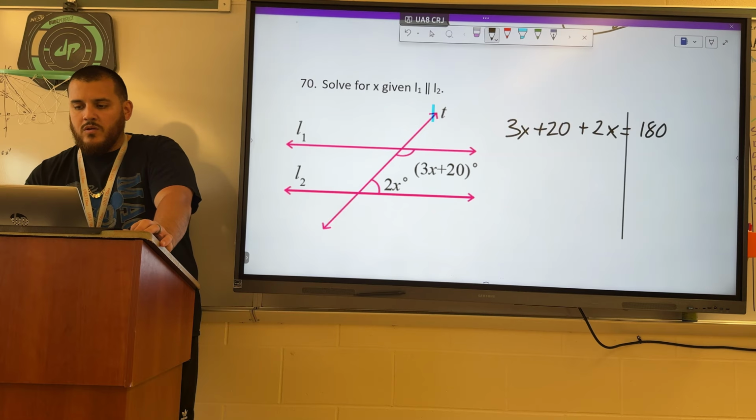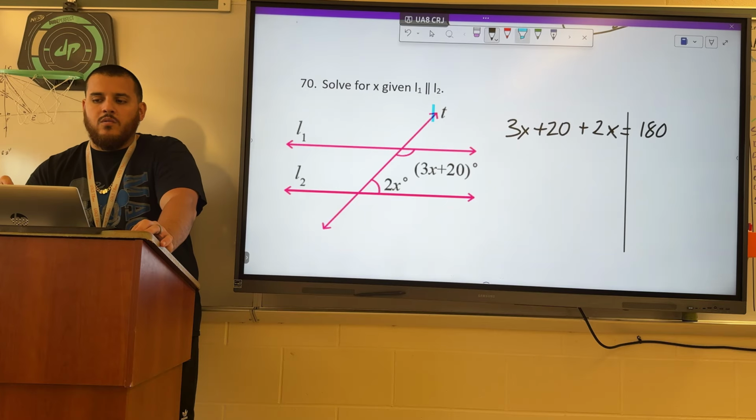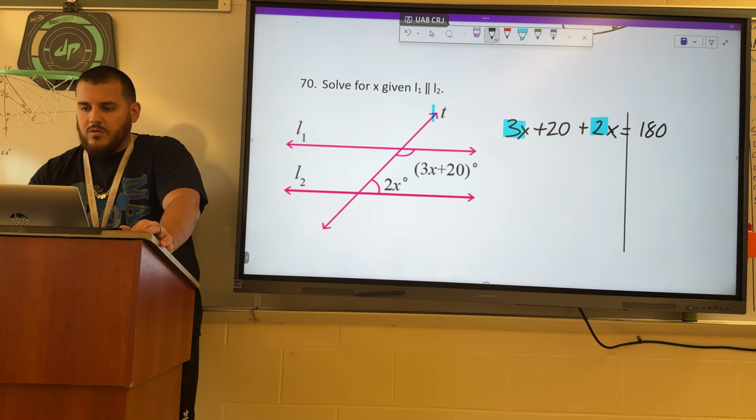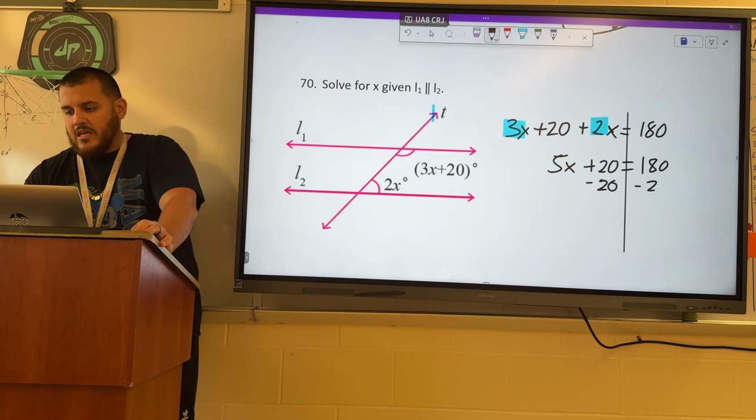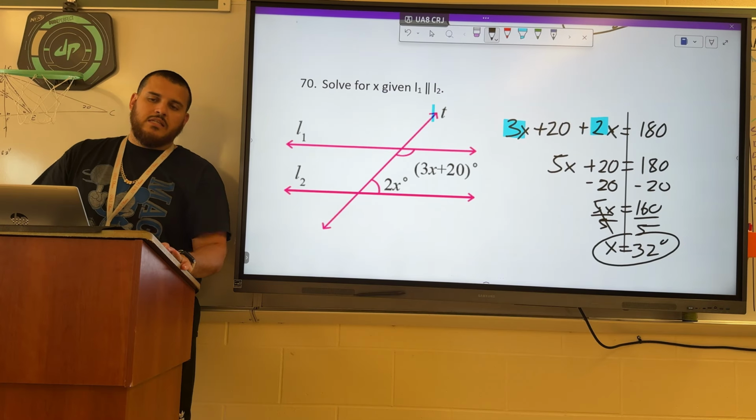All right, so 3x plus 20 plus 2x equals 180. We can combine these like terms. 3x plus 2x gives me 5x, still with that plus 20 there. I can get the 5x alone by subtracting 20 from both sides to give me 5x equals 160. And I can then divide both sides by 5 to get x equals 32 degrees for this example.